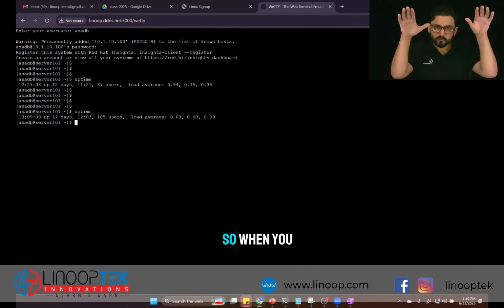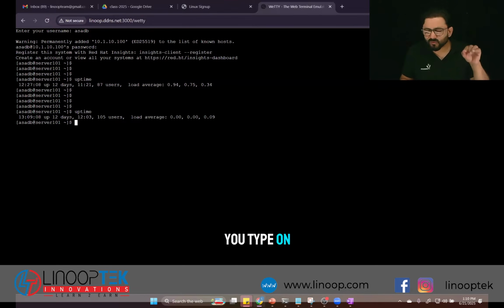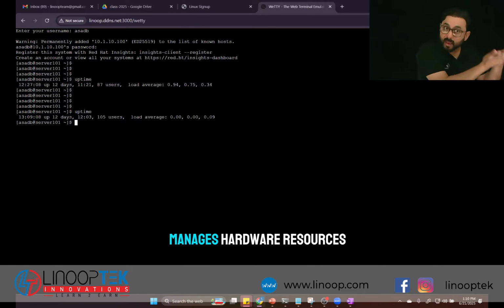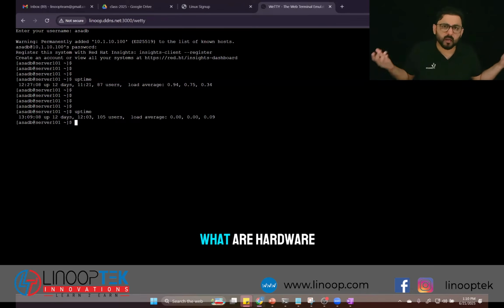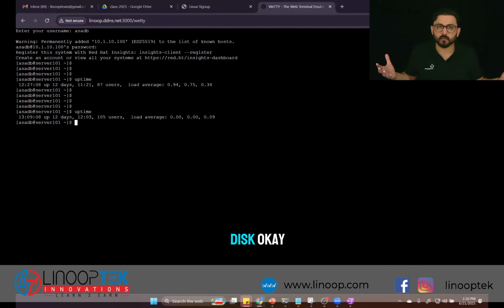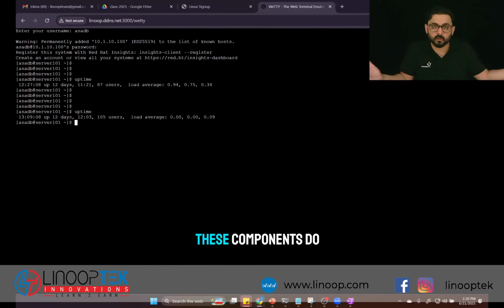Anyway, so when you type your command on the shell, the shell takes your command and gives it to the kernel. Kernel, at the end of the day, manages hardware resources. What are hardware resources? CPU, RAM, hard disk. And I talked about all of these things in my first lecture. What do these components do?